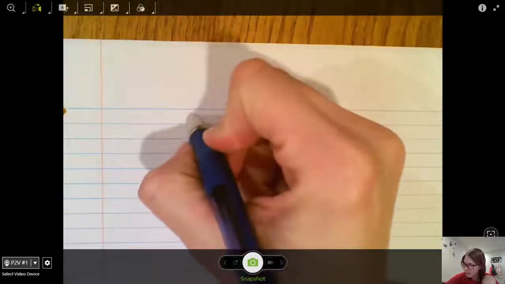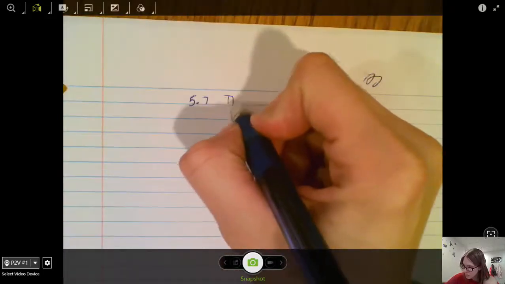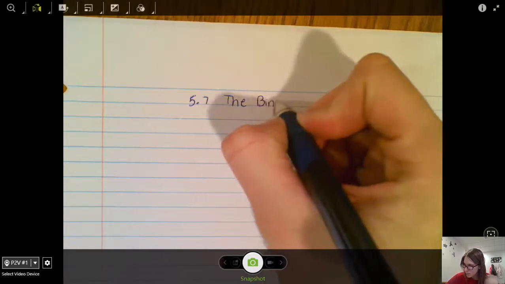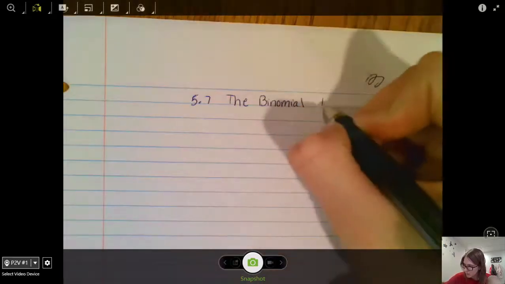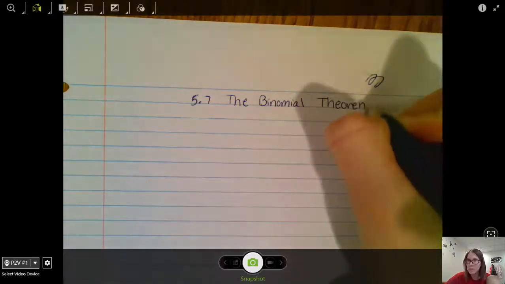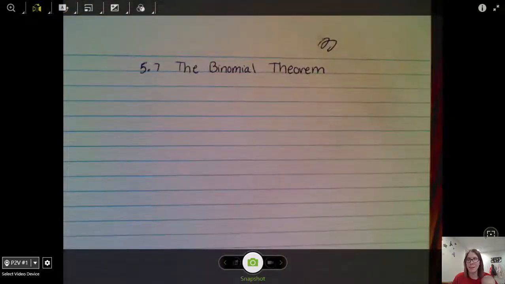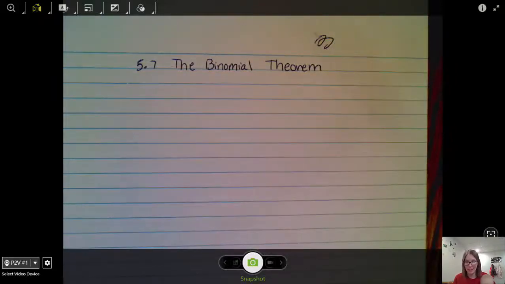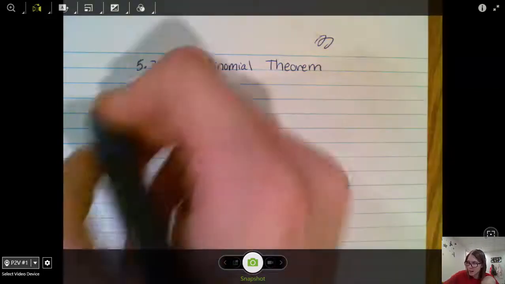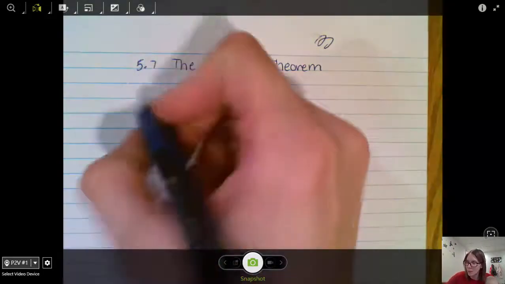section that we are going to do before our Chapter 5 test. 5.7 is the binomial theorem. All right, the binomial theorem really is just a cool trick that we can use. And before we really get into what that is, let's do a simple example problem for a second.